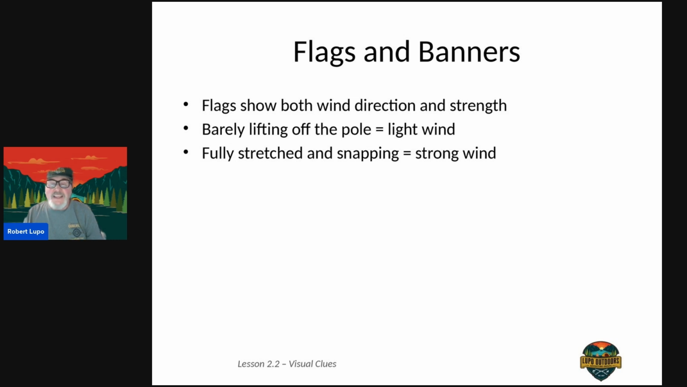Flags are one of the easiest visual wind indicators. If a flag hangs straight down, the wind is very light. When it starts to lift and flutter, you're probably at 3 to 6 miles per hour. When it's stretched out and snapping, you're looking at stronger winds, often 12 miles per hour and higher. A high flag may show wind that your bullet sees even if it feels calm at ground level.